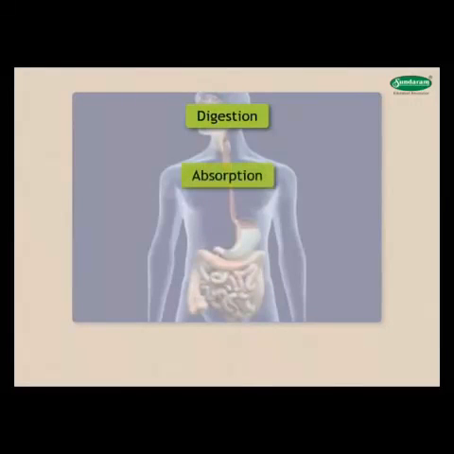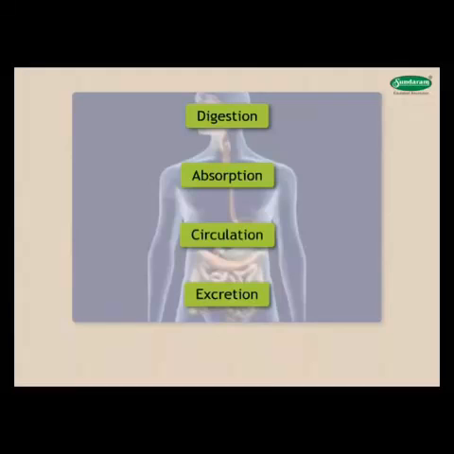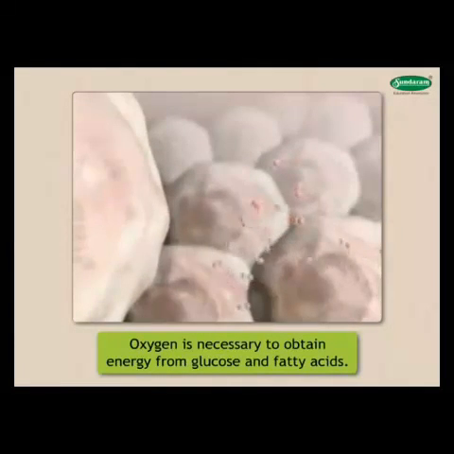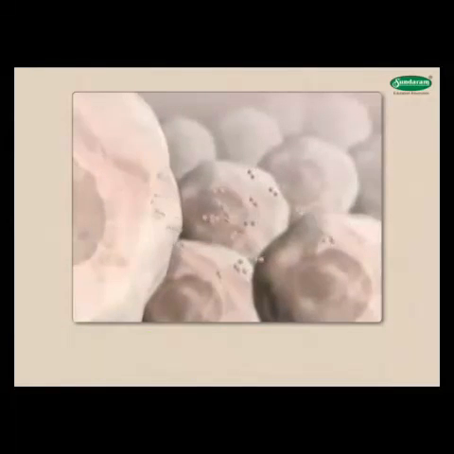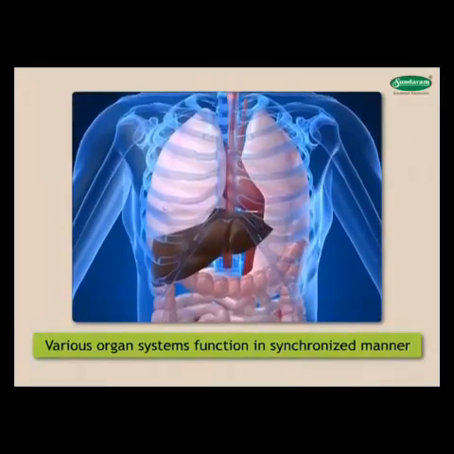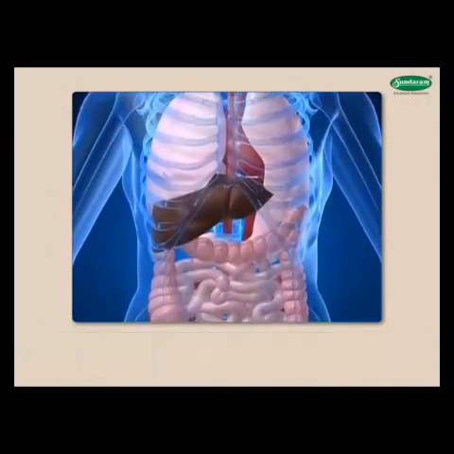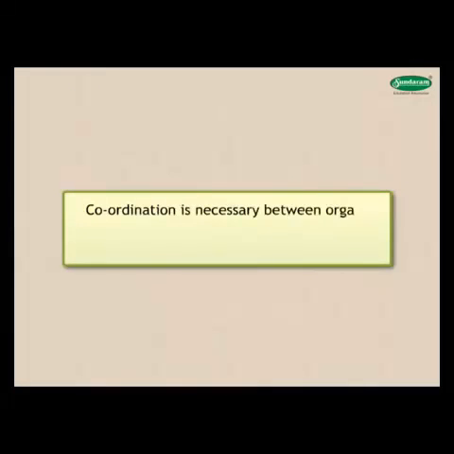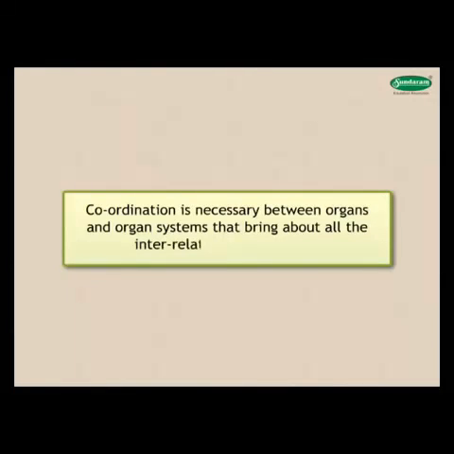Thus, digestion, absorption, circulation, and excretion are interdependent. Oxygen is necessary to obtain energy from glucose and fatty acids. Oxygen is supplied by the process of respiration. It is clear from the above example that various organ systems function in synchronized manner. In short, we can infer that coordination is necessary between organs and organ systems that bring about all the interrelated life processes.